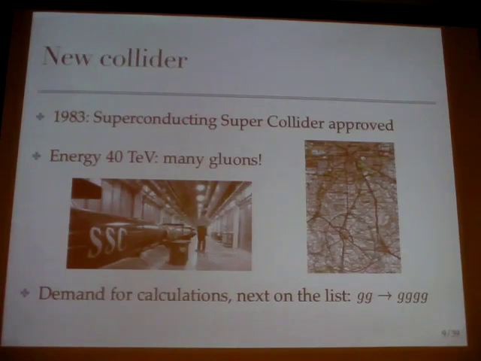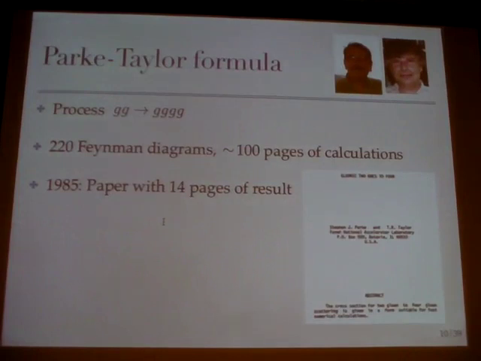Now in 1983, the US government approved a new collider, the SSC, which was supposed to reach 40 TeV, which would mean that there would be even more gluonic collisions and even higher demand on doing theoretical calculations for predictions. And that was the motivation to go farther, and the next amplitude on the list was 6 gluon amplitudes, 2 gluons in the initial state and 4 gluons in the final state. And that was the amplitude Stephen Parke and Tomasz Taylor calculated in 1985 for the SSC.